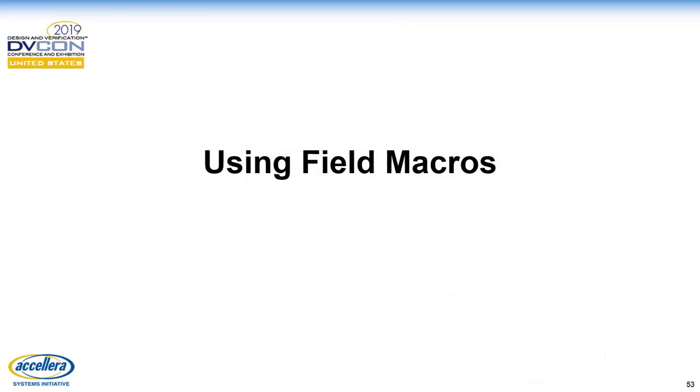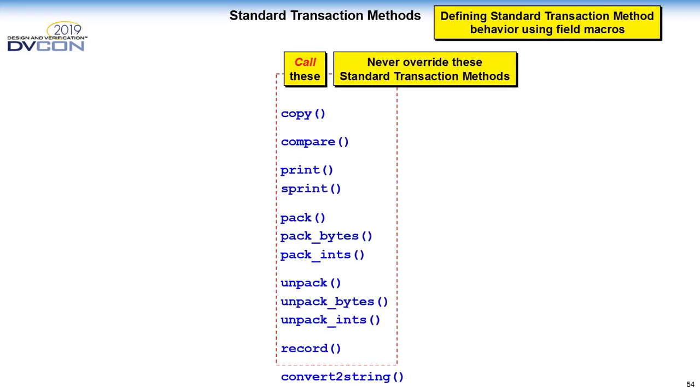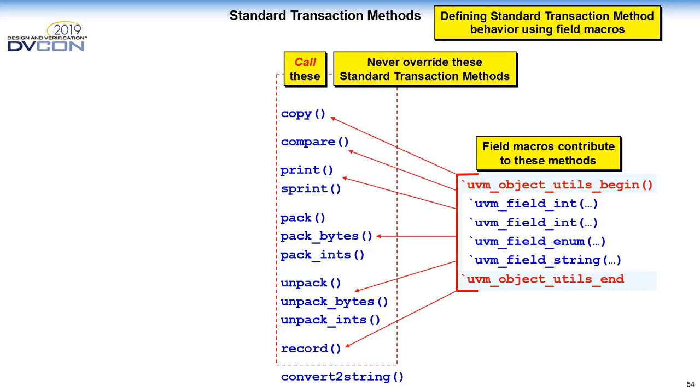Using the field macros then, again, we've talked about the standard transaction methods. You do not override them. And then if you're using field macros, you have UVM object utils begin, UVM object utils end, and you've got a field macro for every variable inside of your transaction. And these, again, populate all of these commands.